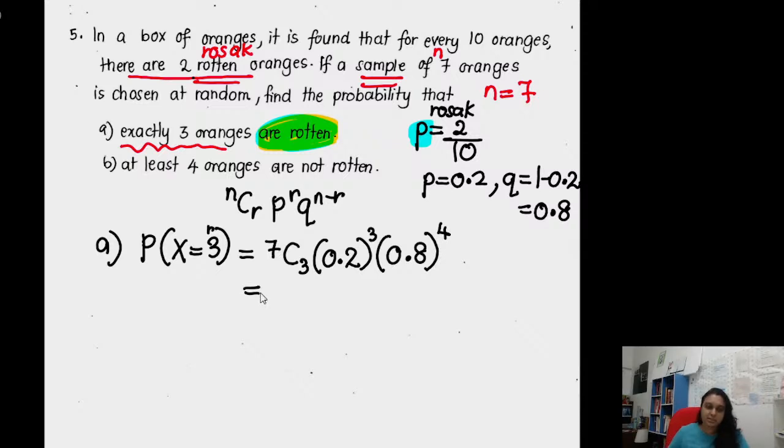Okay, let's masukkan all these in the calculator. Dapat 0.1147. Can I write 7? Because 4 decimal place. Yes, 0.1147. This is what you get, the probability if 3 rosak already. 3 dah rosak kan? So inilah kebarangkalian 3 orange rosak.